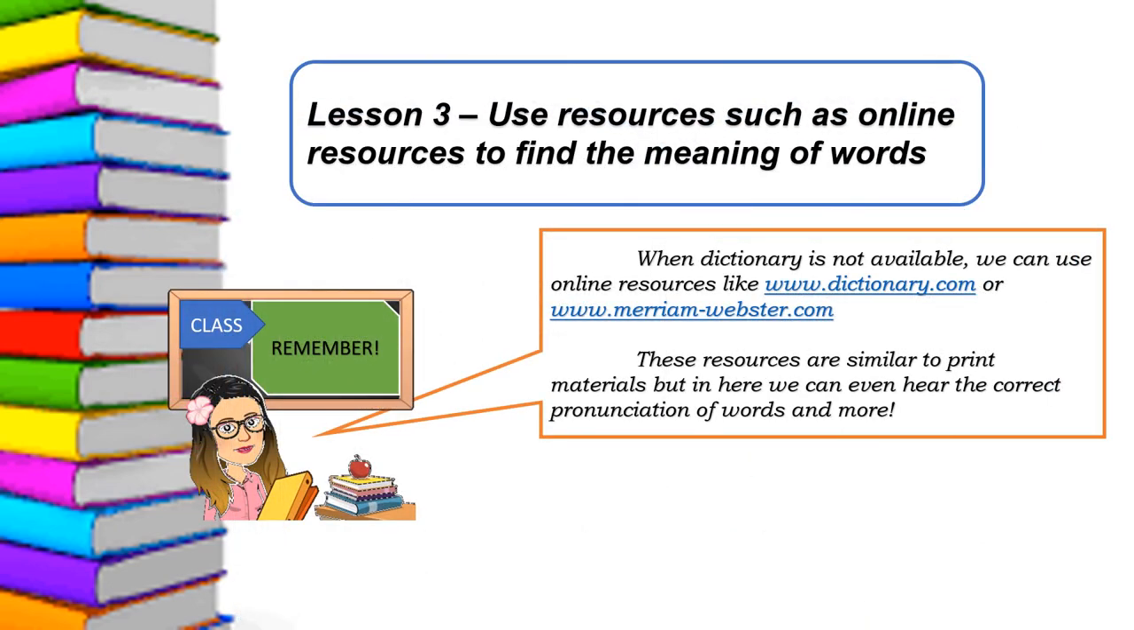We can use resources such as online resources to find the meaning of words. For instance, when dictionary is not available, we can use online resources like www.dictionary.com or www.merriam-webster.com.